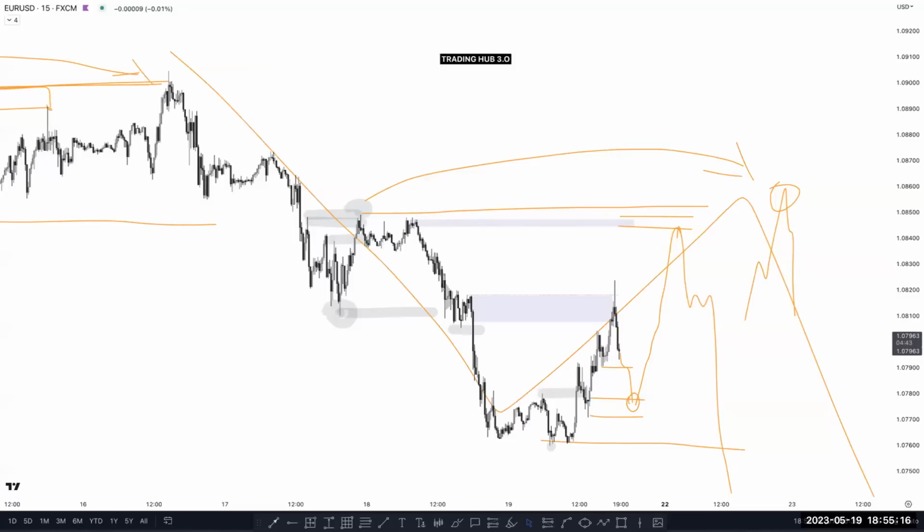I think this is not a valid pullback. Why is this not a valid pullback? This one is a valid pullback. This was here and here. So this is a pullback only, which must be taken out. When the market takes out this one, this lower low is confirmed here. And this one is also valid.